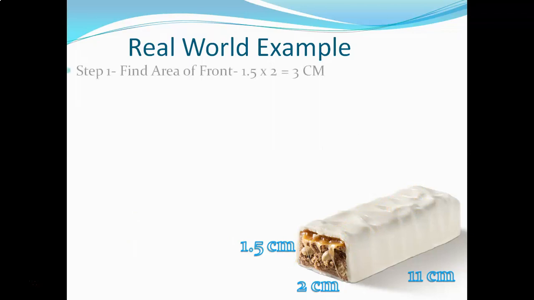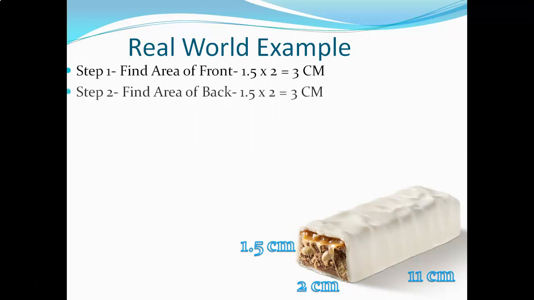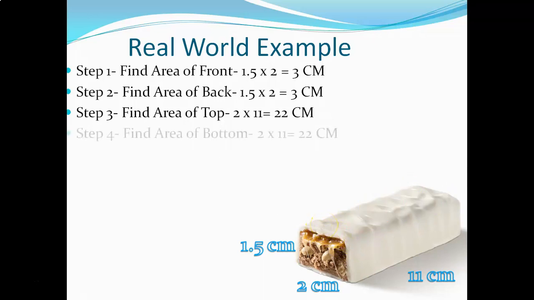So first thing we start with is we need to find the area of the front. And now here's the front. It's 2 centimeters by 1.5 centimeters. So 2 times 1.5 is 3. The back is going to be the exact same. Now I go to the top. The top, there's nothing given for the top. Au contraire. 11 centimeters here, 2 centimeters here. 2 times 11 is 22. The top's the same as the bottom.